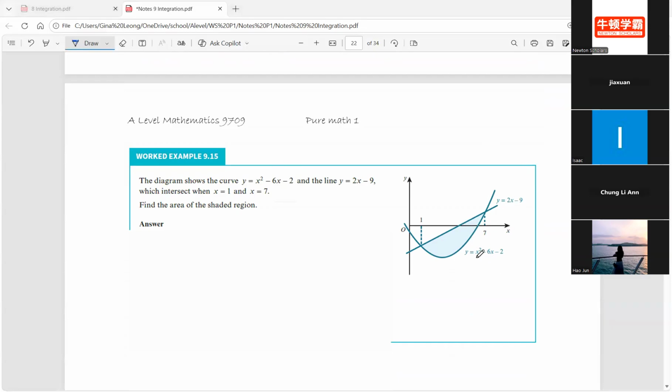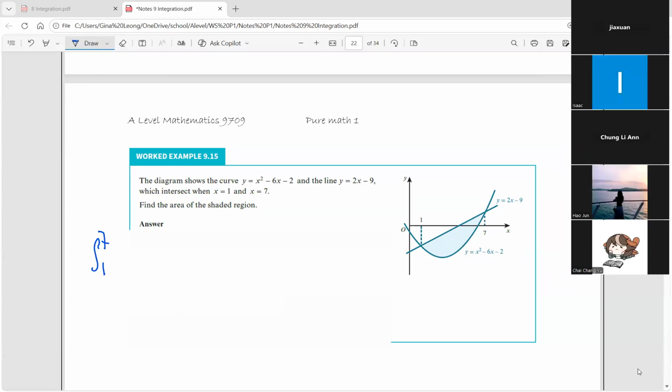We have 2x minus 9 and x squared minus 6x minus 2. Which line is the above, which one is the bottom? We need to integrate 7 to 1. Any idea? Okay. Xuan. Okay, 2x minus 9 is above, correct? Okay, so meaning that I will put here 2x minus 9 is the above, minus the bottom is here.